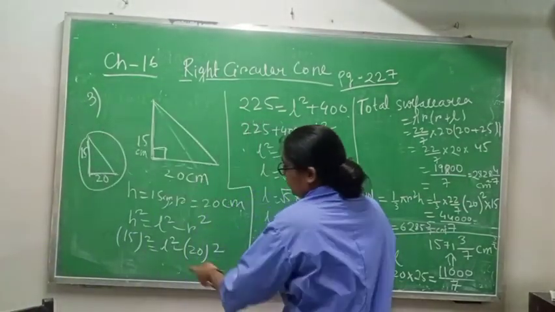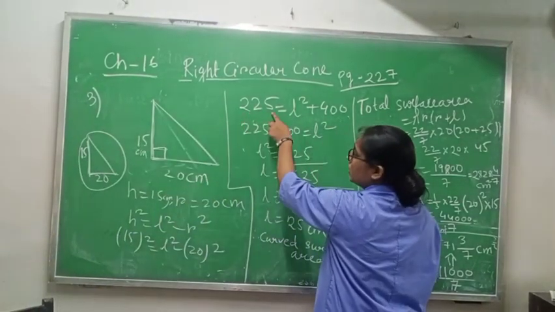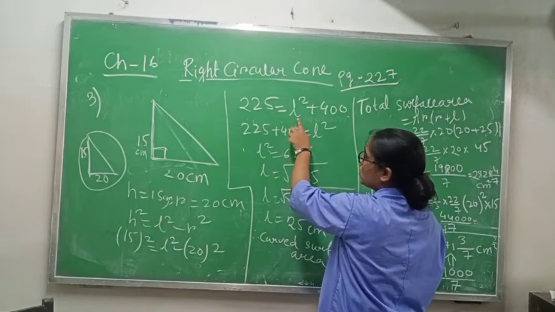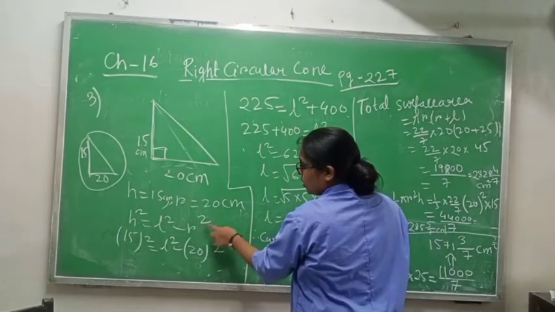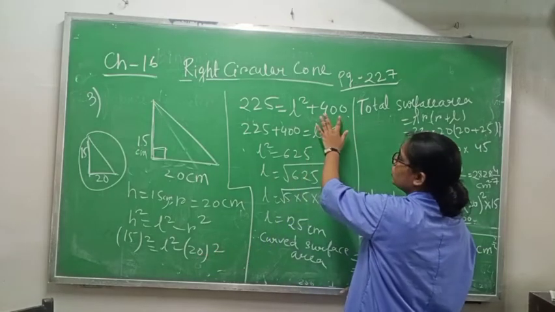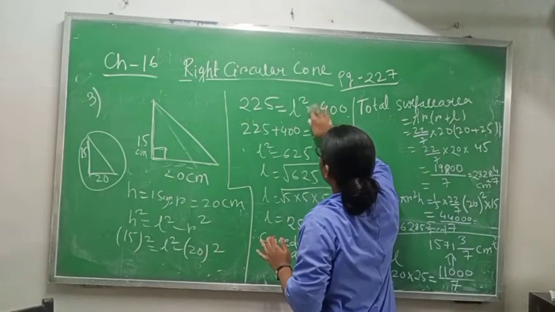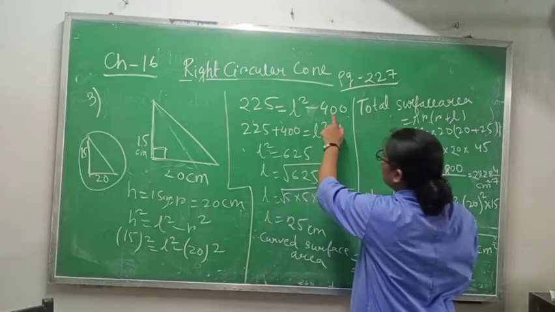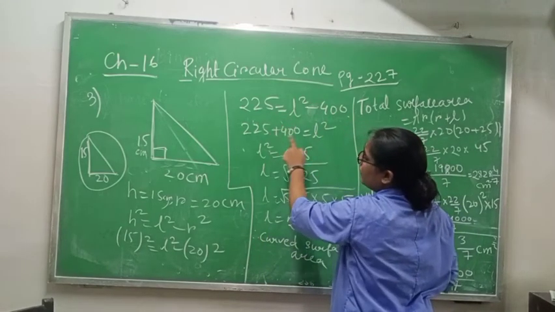Now 15 square will give you 225, equals L square minus r square, and r is 20, so 20 square will give you 400. Now this 400 will come to this side, it will become plus 400.